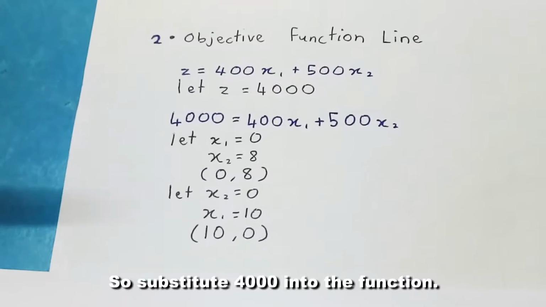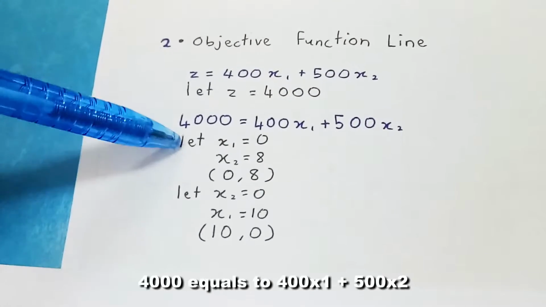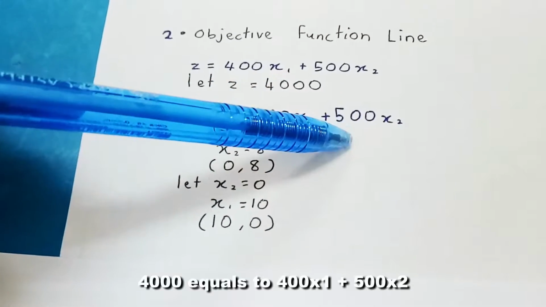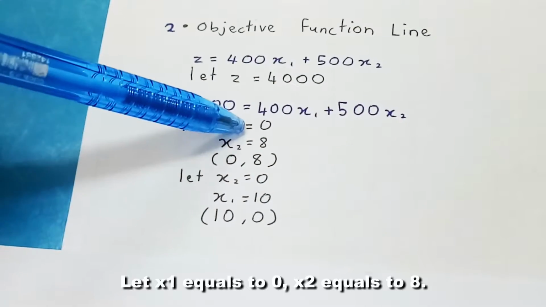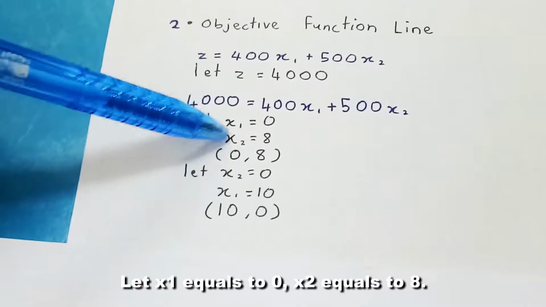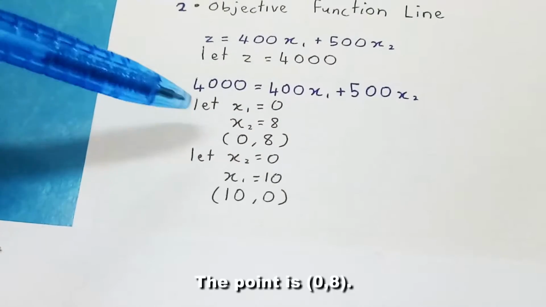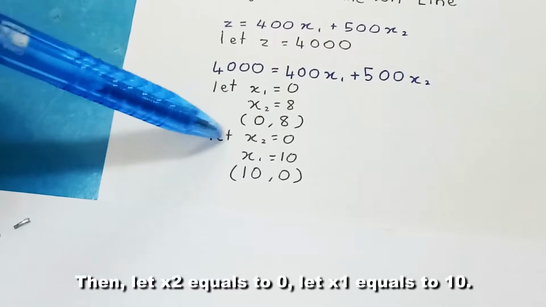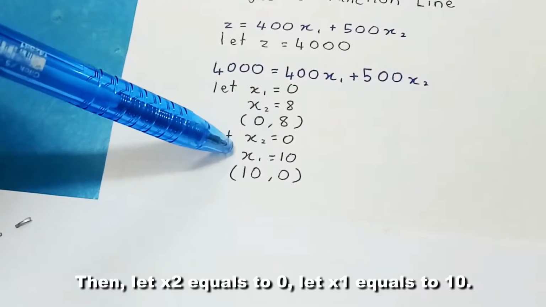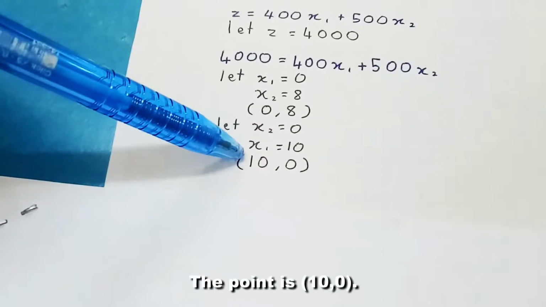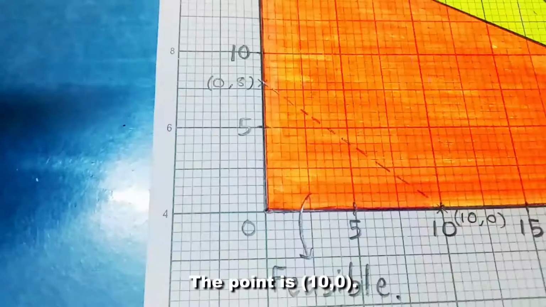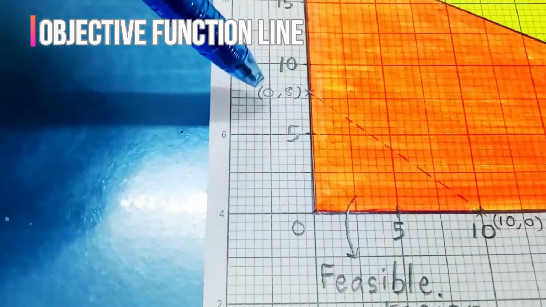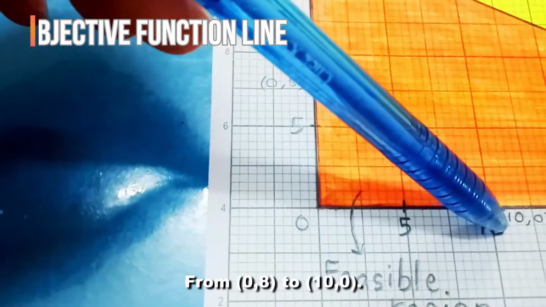So substitute the 4000 into the function: 4000 equals 400x1 plus 500x2. Let x1 equal to 0, x2 equal to 8. The point is 0, 8. Then let x2 equal to 0, x1 equal to 10. The point is 10, 0. So this is the dotted line for the objective function line from 0, 8 to 10, 0.